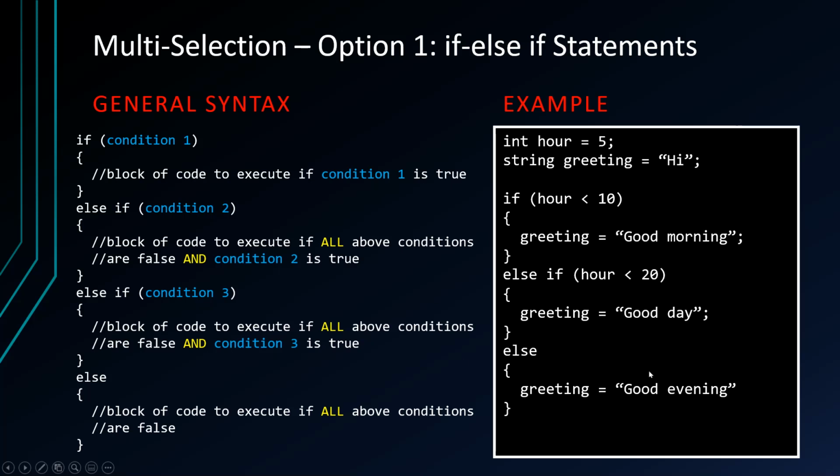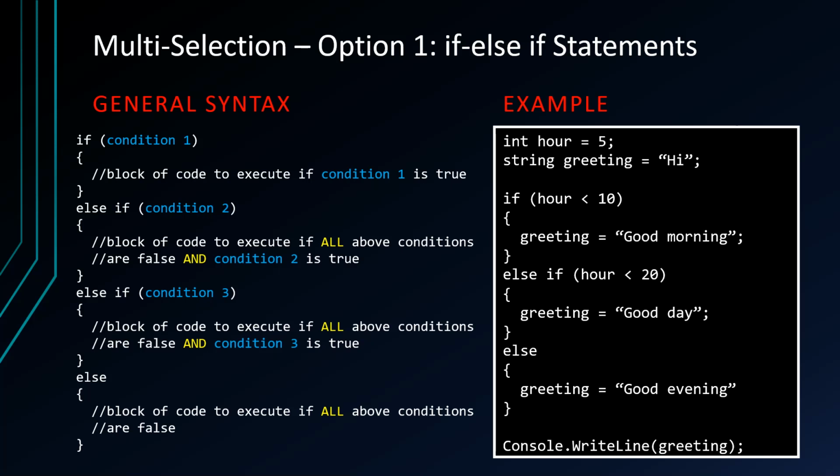Now I want you to look at this code for a second, and what do you notice? This number 5 is both less than 10 and less than 20. Huh. Well, remember how this works. It's going to go down from top to bottom, and it's going to enter the first one that it sees that's true. In this case, 5 is less than 10, so it's going to come in here and set greeting equal to good morning, and then it's going to jump out and move on with the rest of the program. And it's going to display that greeting on the screen.